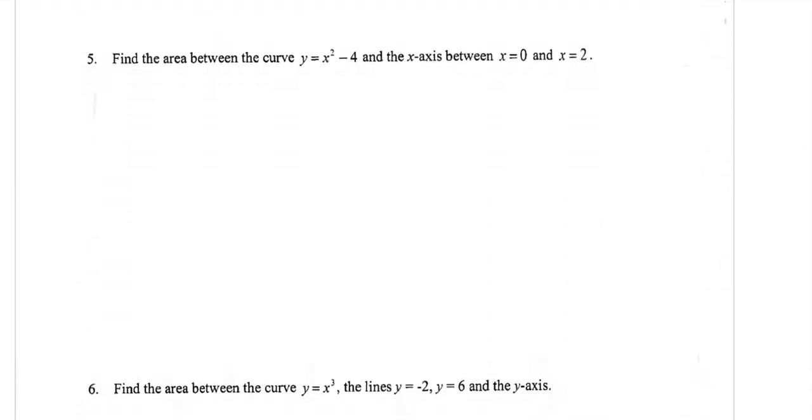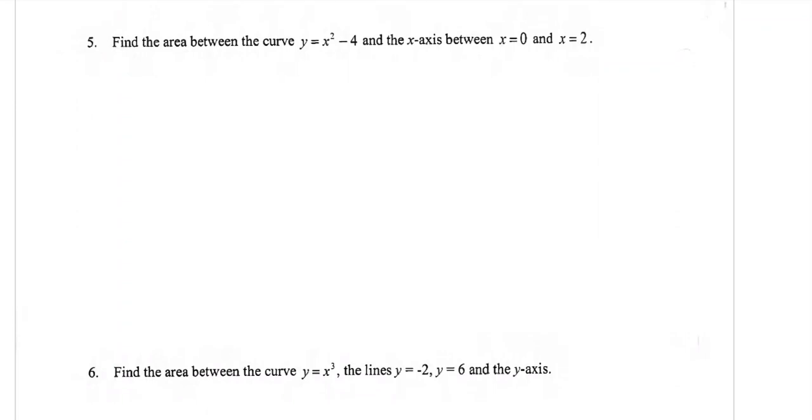Okay, so there's 2 questions over here. One is a normal one going to the x-axis, and then one goes to the y-axis. So question 5. Find the area between y is equal to x squared minus 4 and the x-axis between 0 and 2. Okay, so it says x-axis. So factorizing, I get x minus 2, x plus 2, which means this lovely parabola has zeros at minus 2 and plus 2. The y-intercept would be at negative 4.